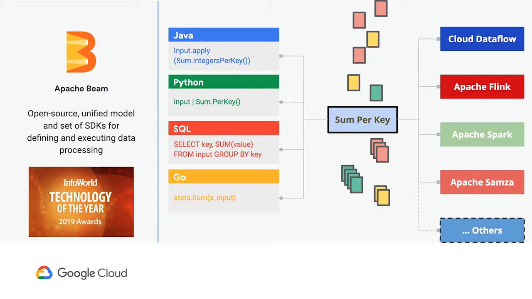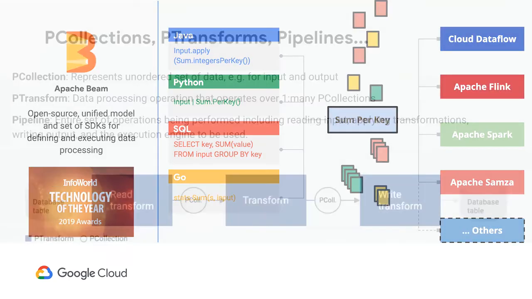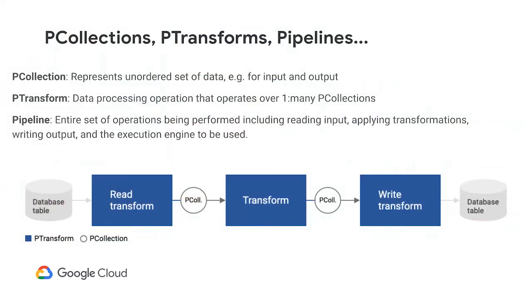In terms of the language and the model and the building of the pipeline, what does that look like? At a very high level overview, there are three core primitives. One is the PCollection, which is an unordered set of data for input and output. Our PTransform, which is the data processing operation that we can do on one or many PCollections. And then a pipeline. The pipeline strings together the transforms and the PCollections to build us the directed acyclic graph of computation that we would then submit to the service.